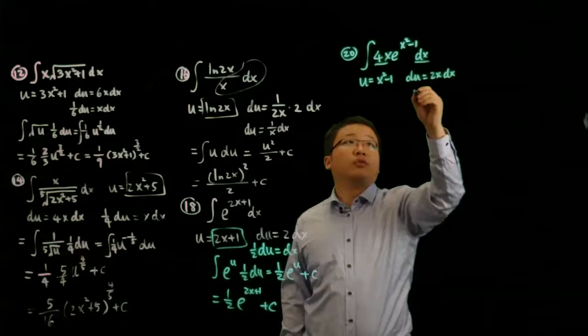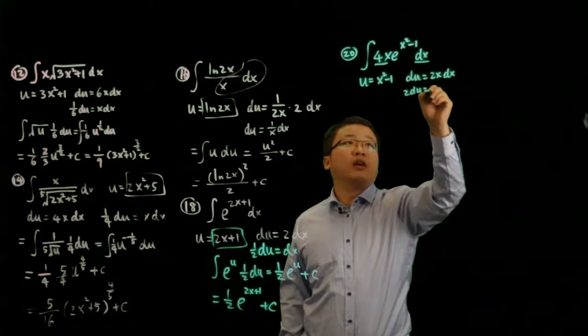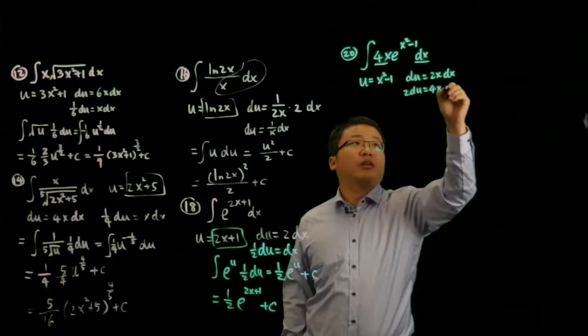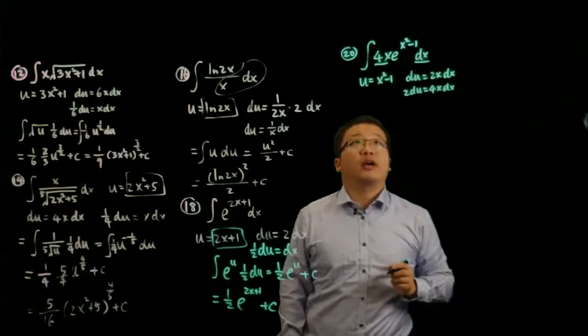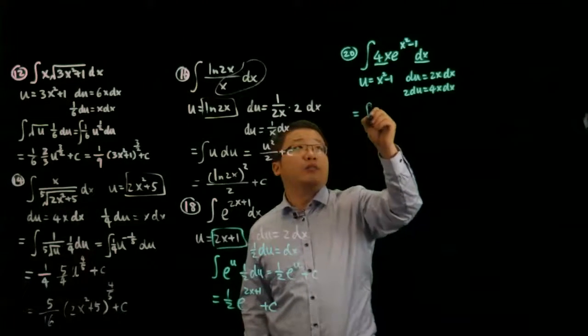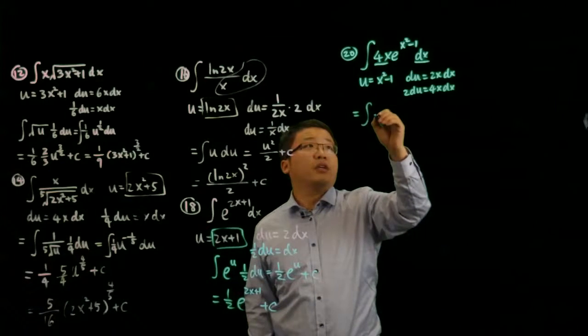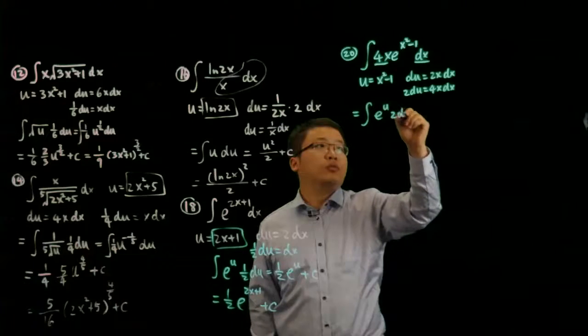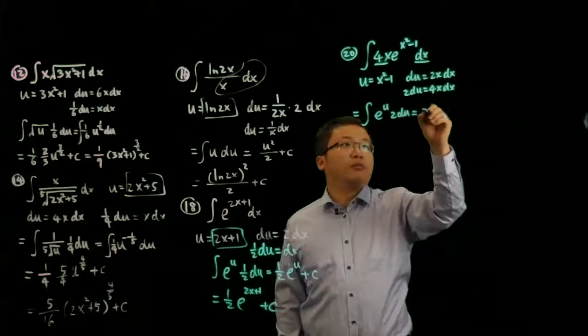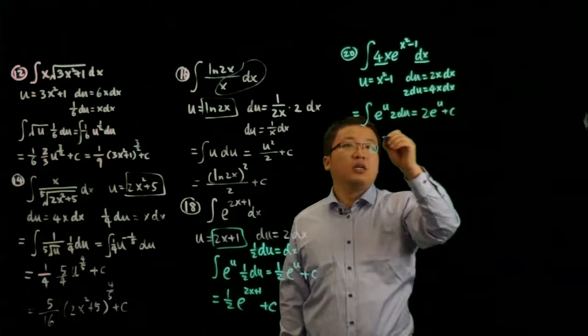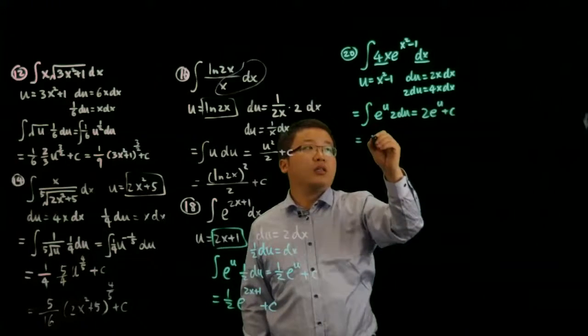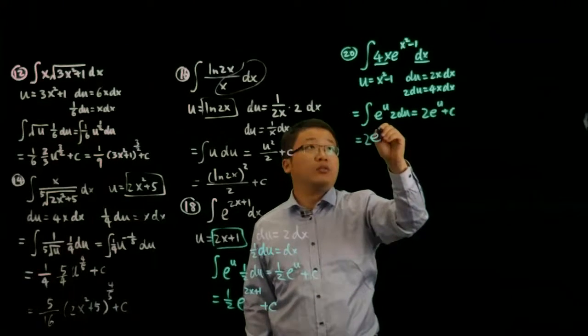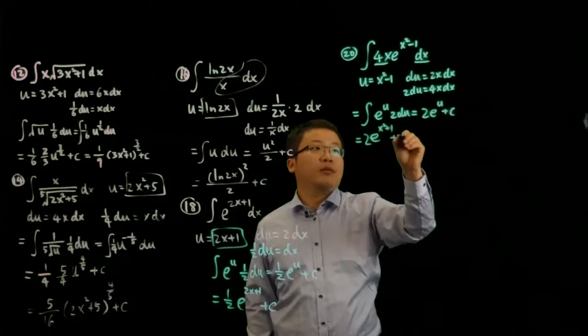So you only have 2x dx, so I'm going to multiply by 2 in the front, instead of dividing by something as previously. Now this is what I have. Then I can change my question so that I have e to the u, and 4x dx is 2 du. And integrate that, that will be 2 e to the u plus c. And plug u back in, this will be 2 times e to the x squared minus 1 plus c.